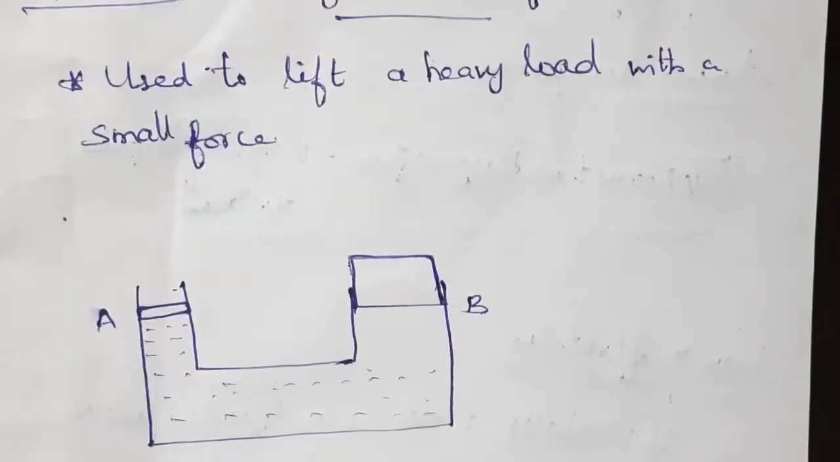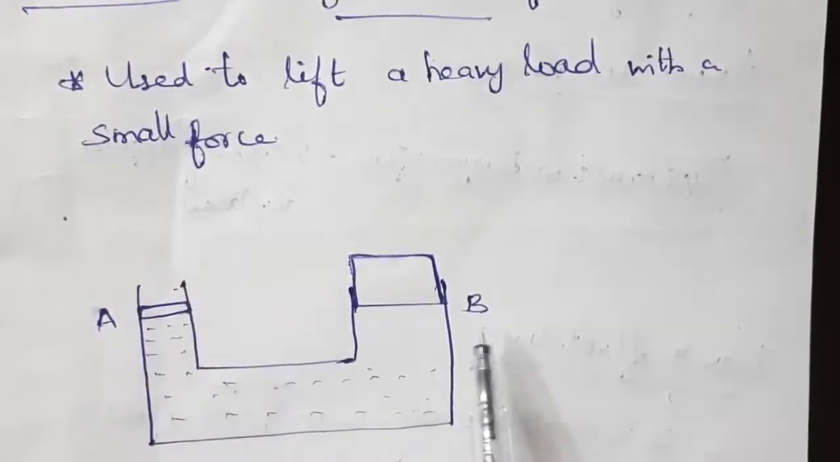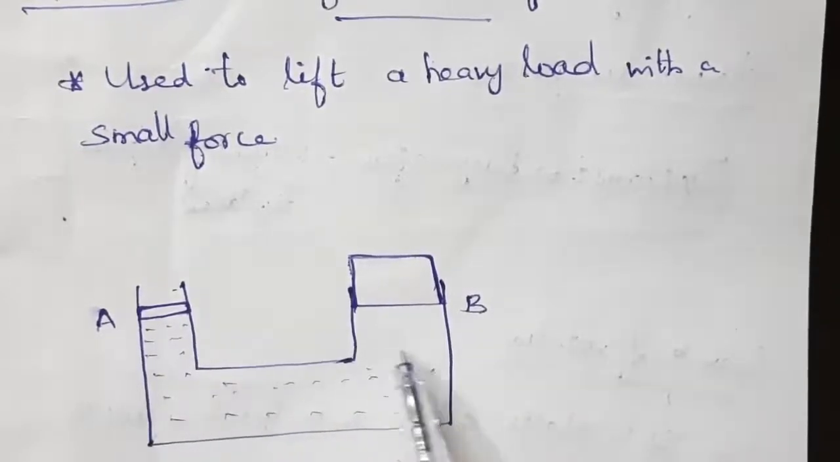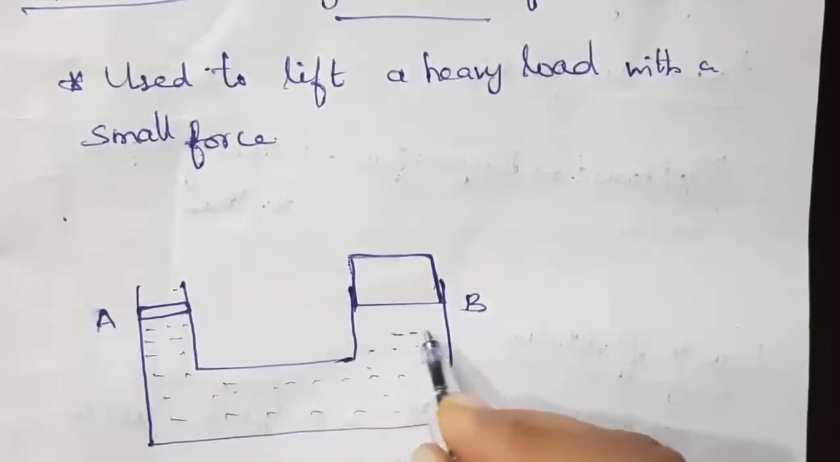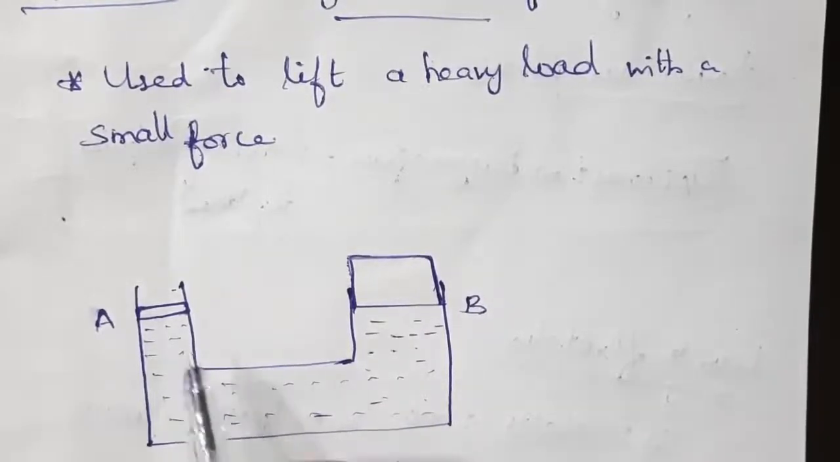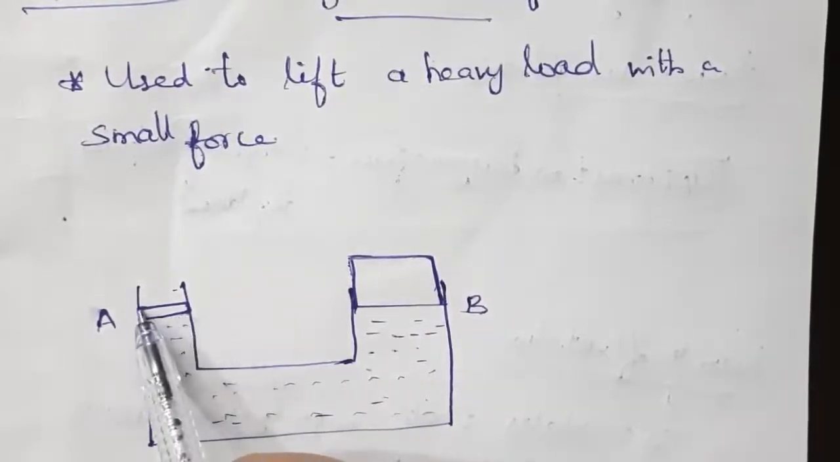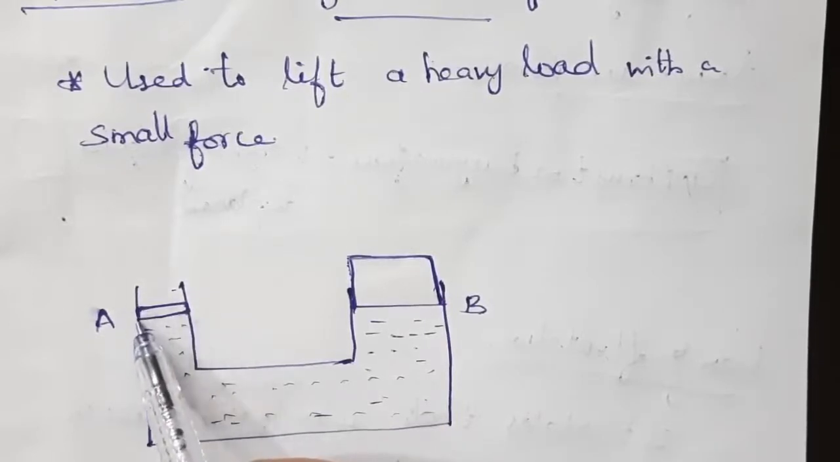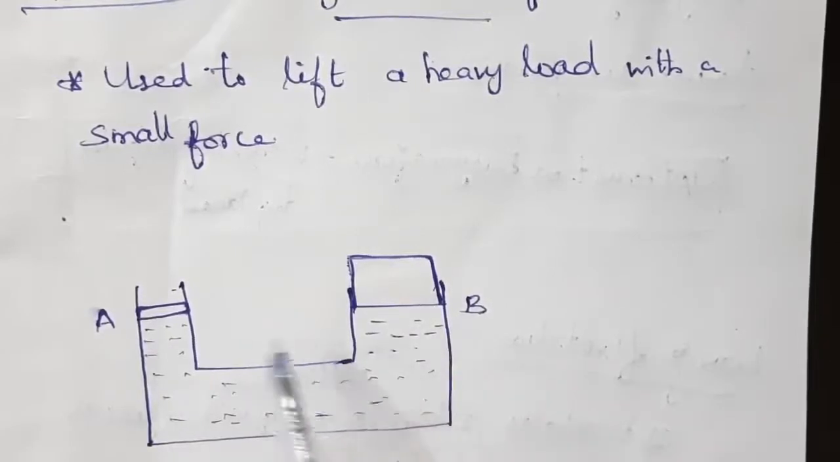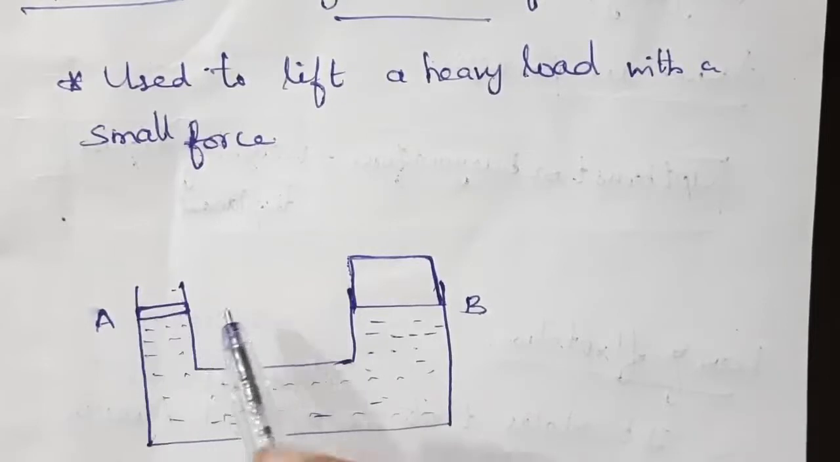This hydraulic lift consists of two cylindrical pipes. This is pipe A and this is pipe B. Both are connected by means of a horizontal pipe, and this is filled with liquid. Here, two frictionless pistons are fitted, one in pipe A and another in pipe B, which are used to apply the pressure.